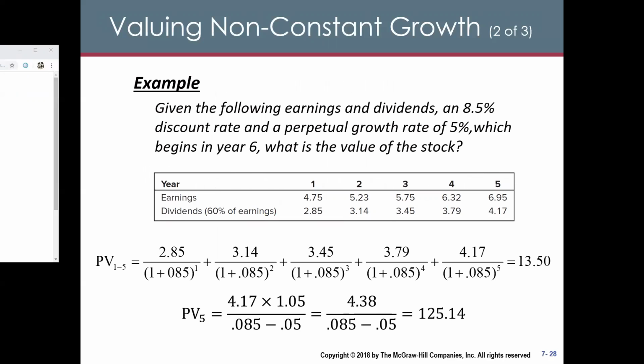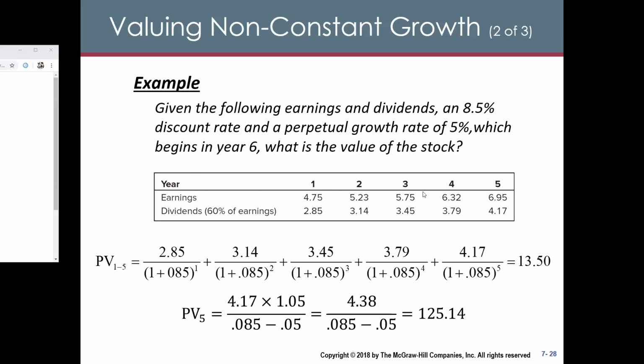So the earnings and dividends are given in this chart. The discount rate is 8.5%, and the perpetuity growth rate of 5% begins in year 6. What's the present value of the stock? Okay, so there are two parts.